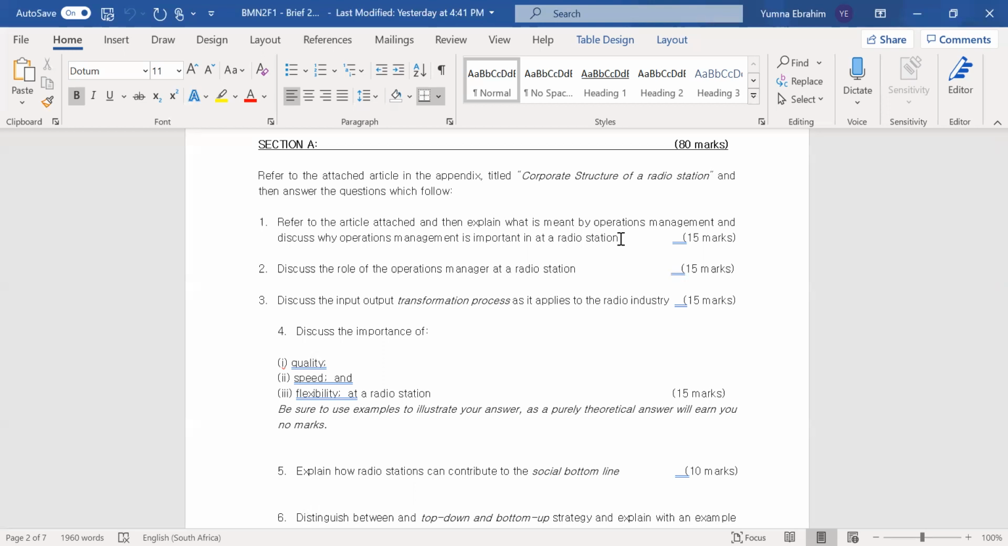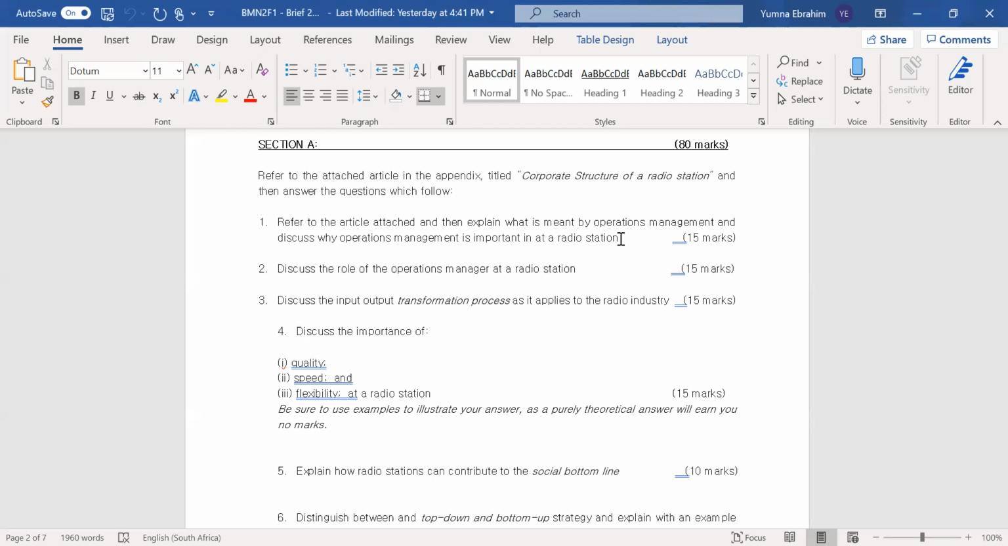So why is operations management important? You'd have to give me specific examples from the radio station context. If the operations are not managed, then you'll have chaos. And remember, in radio, you're not supposed to have any silence.